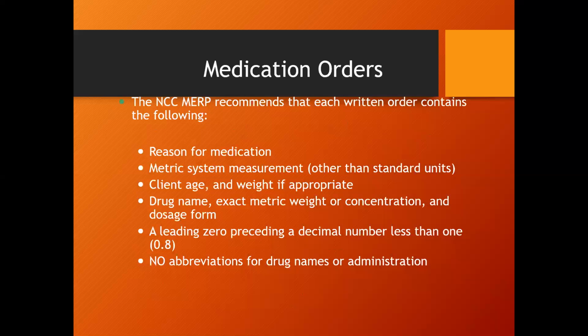A leading 0 preceding a decimal number less than 1. So like 0.8. This will be expected on any math problems that we have in class or on exams, as well as in your clinicals. And never use an ending 0. So if your answer is 8, don't put 8.0, okay? So again, if the answer is 0.8, you want to write 0.8, okay?